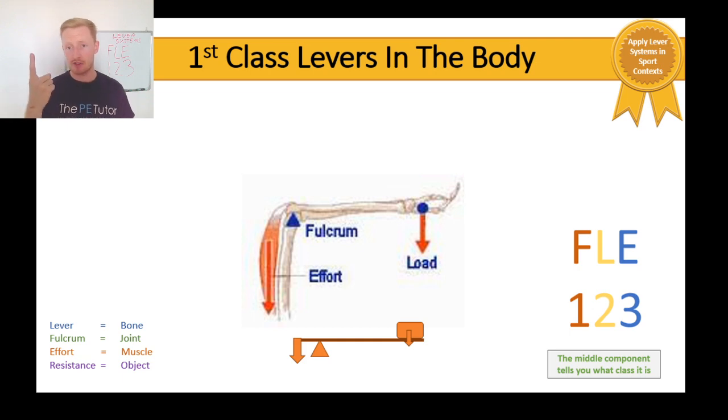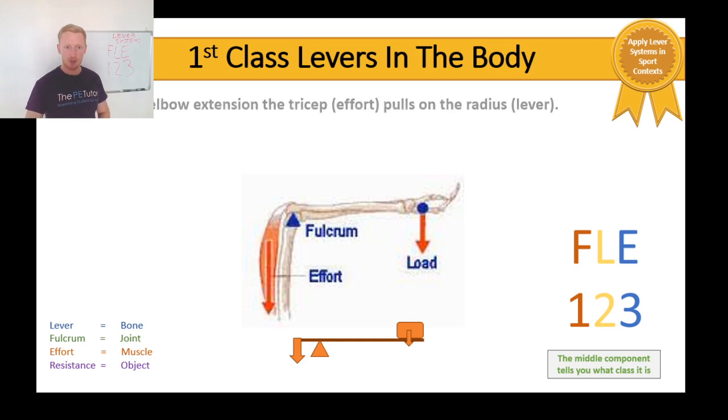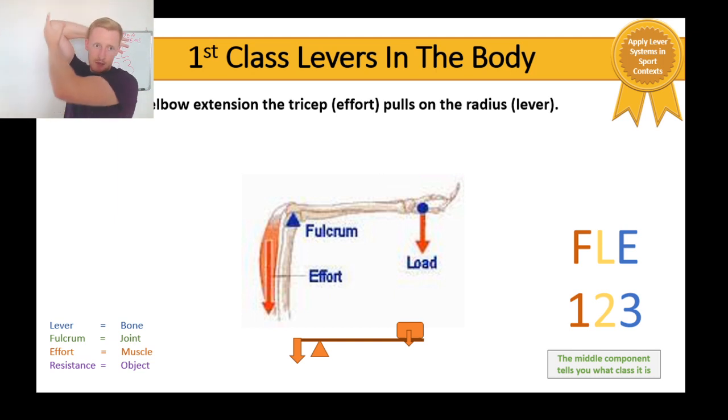So the first class lever systems, we've got 1, 2, 3. First class lever systems, FLE 1, 2, 3. So fulcrum in the middle is a tricep extension. So in the elbow, as the tricep pulls down, so this tricep contracts, it pulls on the lever, which is my radius. So that's my lever, and the tricep is pulling on the bone.